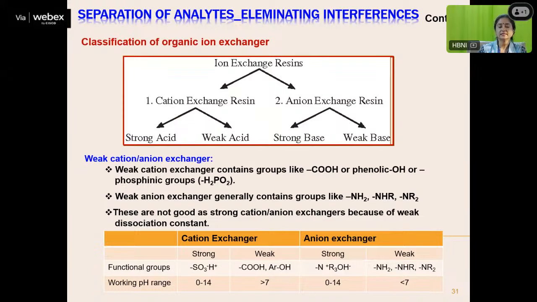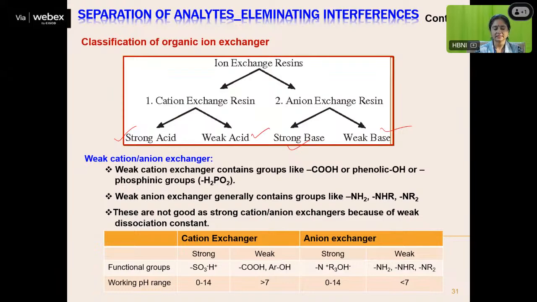So now if you see the classification of organic ion exchangers, it goes like this. Ion exchange resin can be cation exchange, as you have just seen, DOWEX 50, and then anion exchange, that is DOWEX 1. And again, cation exchange can be strong acidic or weak acidic, and anion exchange again strong basic or weak basic ion exchangers. So now let us see what are those.